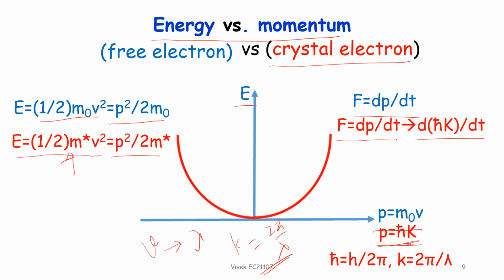So this is just a comparison of free electron and crystal electron, and this will form the basis of band structure. Why? Because this is the energy versus momentum, or energy versus wave vector, curve for the electron. You can guess a similar type of curve will be valid for holes also, but it will be inverted.